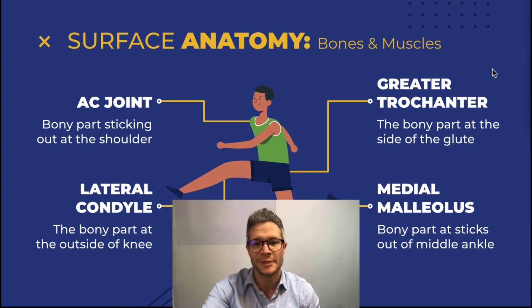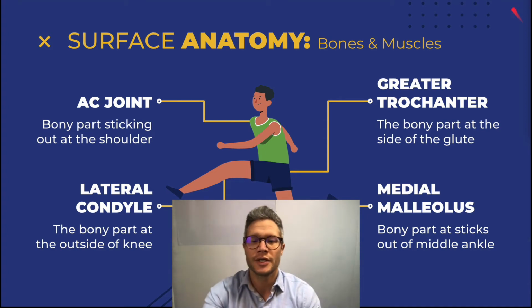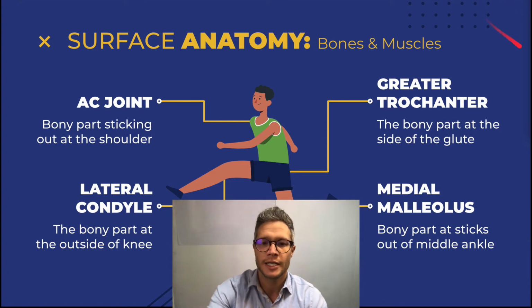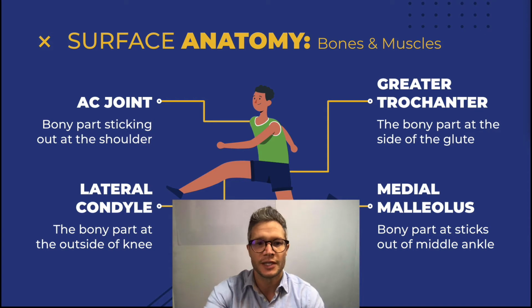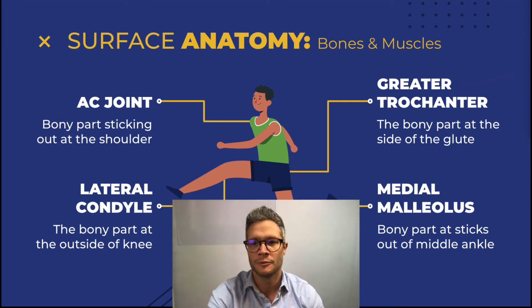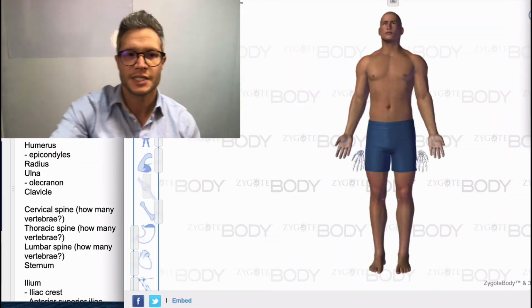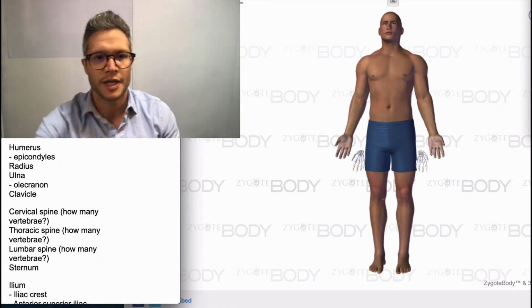Okay, surface anatomy. So again, we're going to cut over here to Zygote Body and touch on a few things. This is just an example slide. These are not the only ones you need to know. If you go to your lab manual, they'll have a whole list that we'll review now. Okay, we're going to try a slightly different view here. Hopefully that works for everyone.